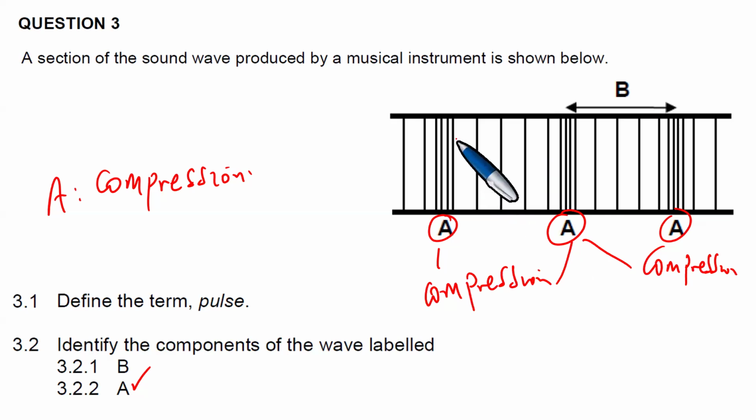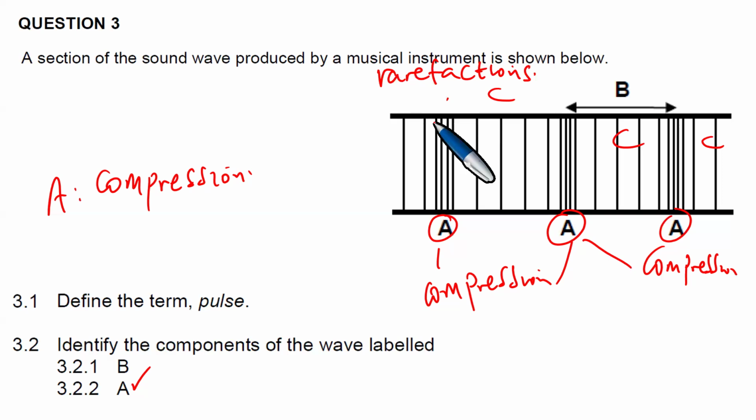Then what do you call these ones? If you put a C here, what is C, when they are far from each other? We call them rarefactions. Rarefactions means that they are far from each other.